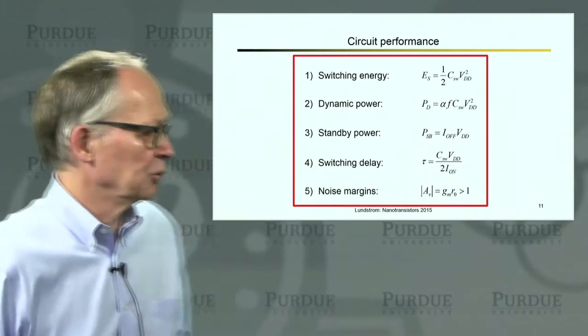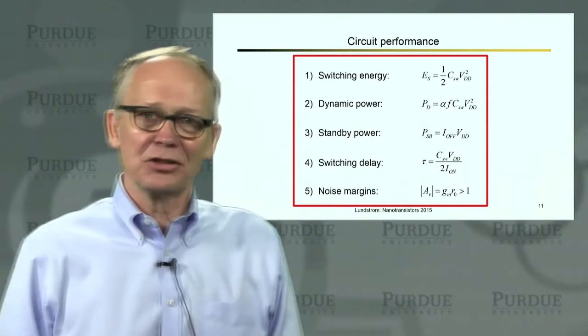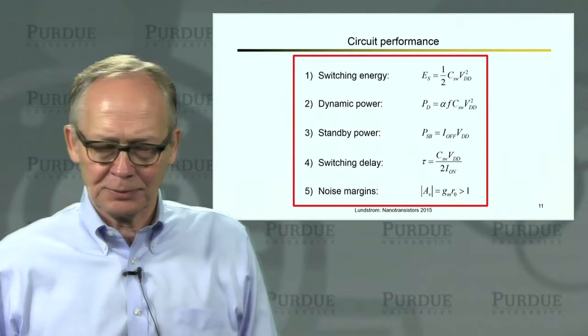So device designers worry a lot about how we achieve low off currents. Ideally, there should be 0 off current. In practice, we want to make it as low as possible.